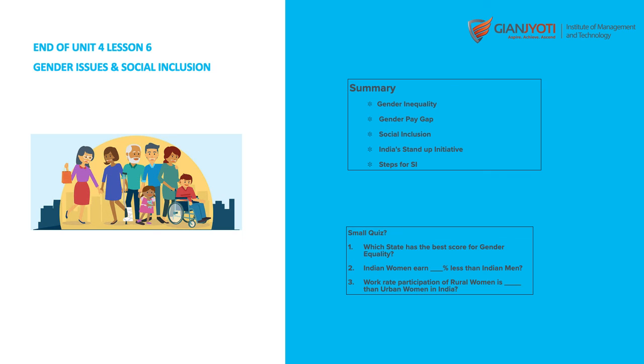I'm sure you have written your answers. Just check the answers here. Andaman and Nicobar Islands has the best score for gender equality. Indian women earn 19% less than Indian men. Work participation rate of rural women is higher than urban women in India.